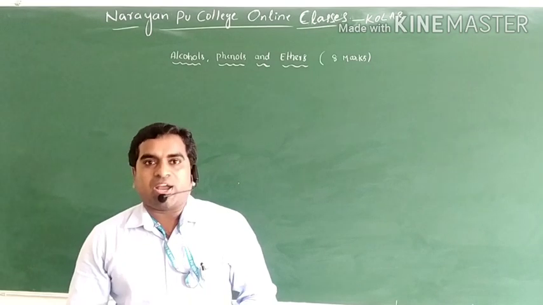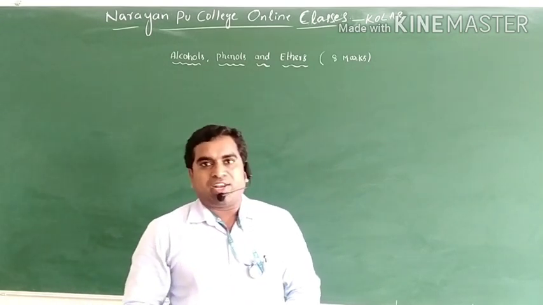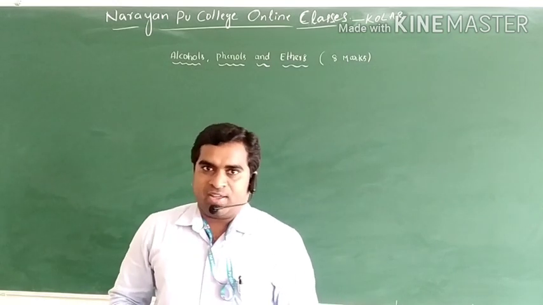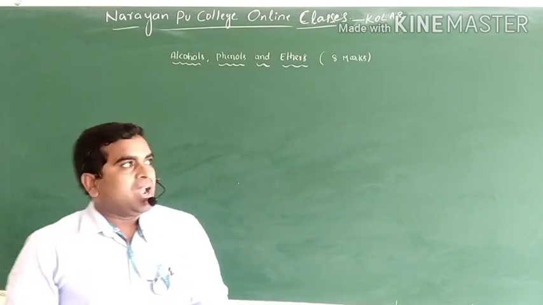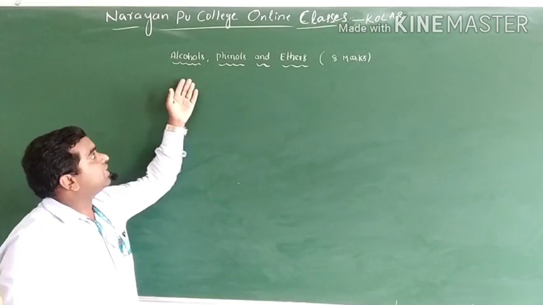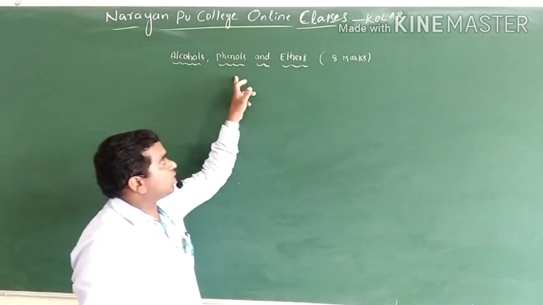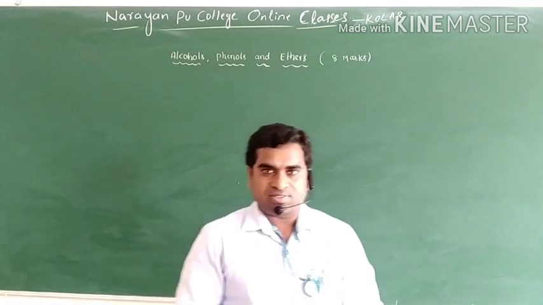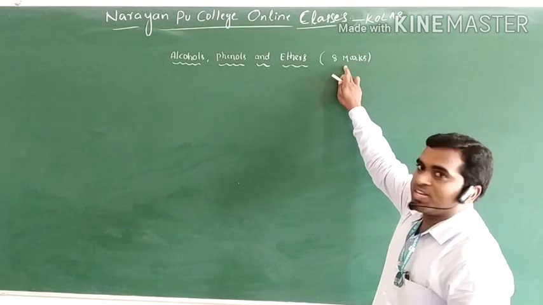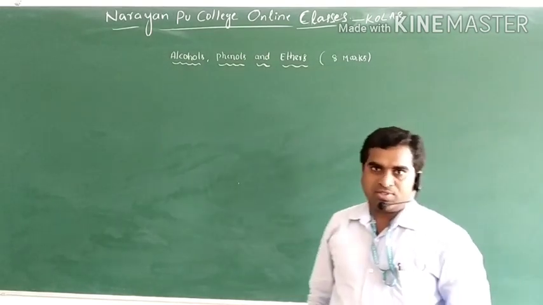And previously we have completed the first organic chapter, haloalkanes and haloarenes. Coming to the next chapter, the second chapter of organic chemistry: alcohols, phenols and ethers. Clear? And the weightage of this chapter for the PU examination is 8 marks.